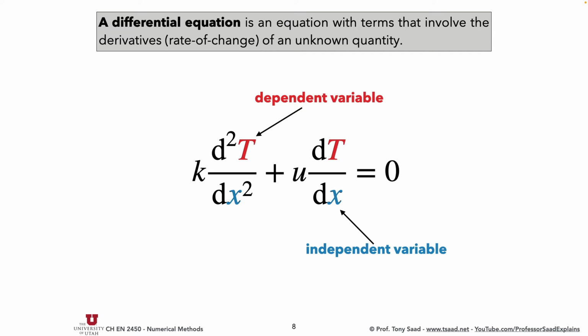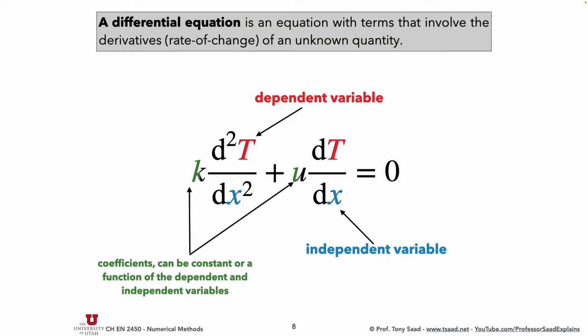Now, what is being differentiated with respect to, we call that the independent variable, because that is chosen independently from the dependent variable. You say, I want to study heat transfer in this mug. So you've defined the space over here independently. And then the temperature will be dependent on that space, okay?